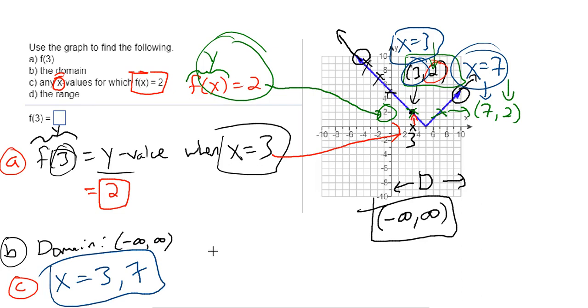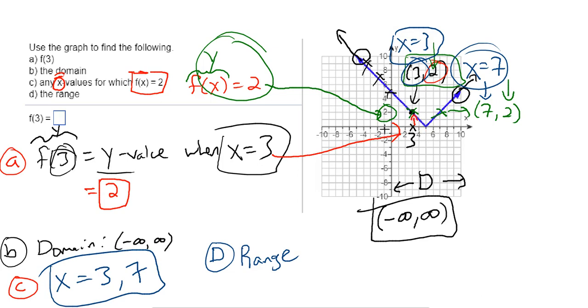And then part D is asking what's the range for this graph. Again, the range is asking what are all the different possible y coordinates that exist on this graph. The y values run vertical, they run up and down, so it's very similar to the domain. We want to know, what's the lowest y coordinate we can get? What's the highest y coordinate we can get?